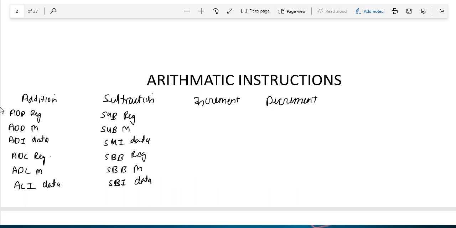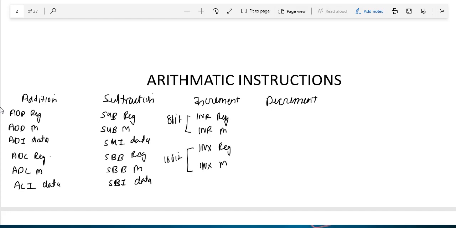In increment, we have the following instructions: INR register and INR memory. These two instructions are for 8-bit increment. They will increment the data by 1. For 16-bit data, we have the INX instruction: INX register, INX memory. These two are for 8-bit, and these two instructions are for 16-bit.